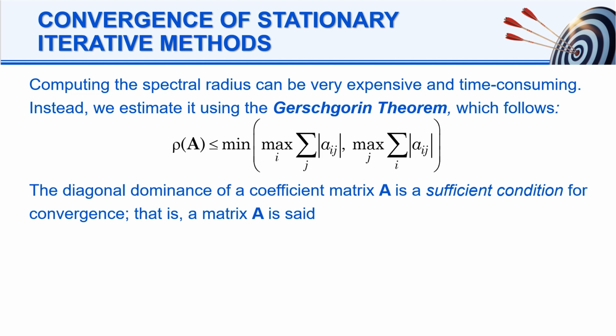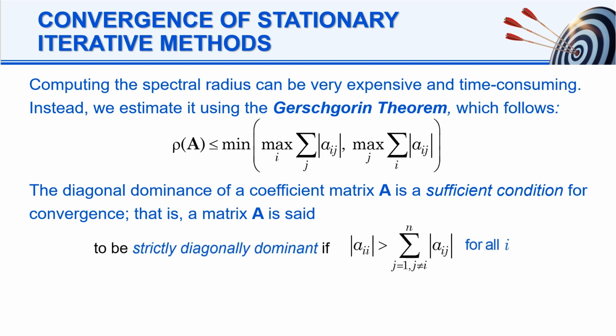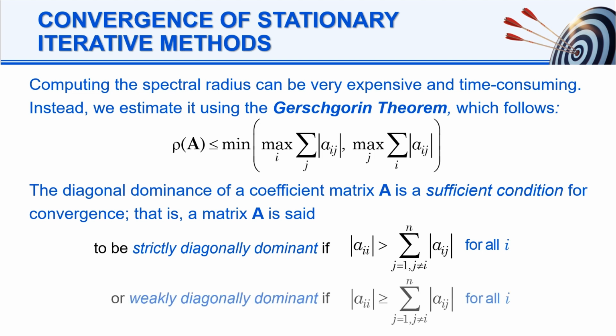That is, a matrix A is said to be strictly diagonally dominant if, for every row, the absolute value of the diagonal element is greater than the sum of the absolute values of all the other non-diagonal elements in that row. It is said to be weakly diagonally dominant if, for each row, the absolute value of the diagonal element is greater than or equal to the sum of the absolute values of the other non-diagonal elements in that row.